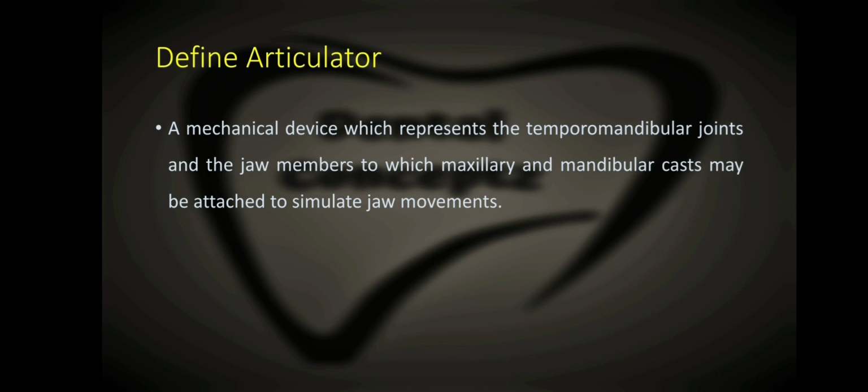Definition of an articulator. Articulator is a mechanical device which represents the temporomandibular joint and the jaw members to which maxillary and mandibular casts may be attached to simulate jaw movements.